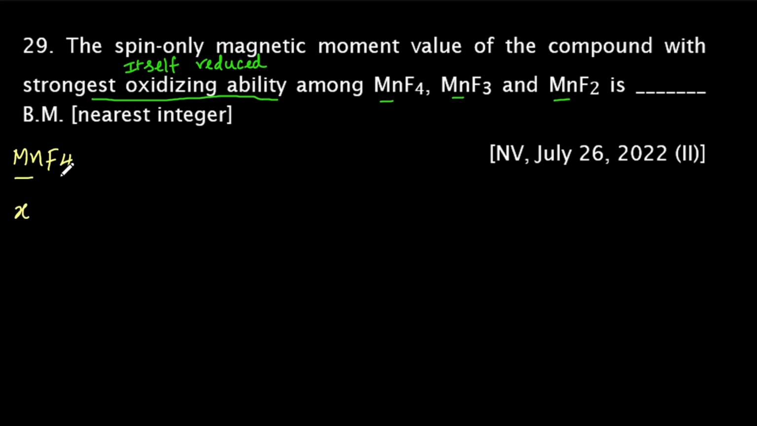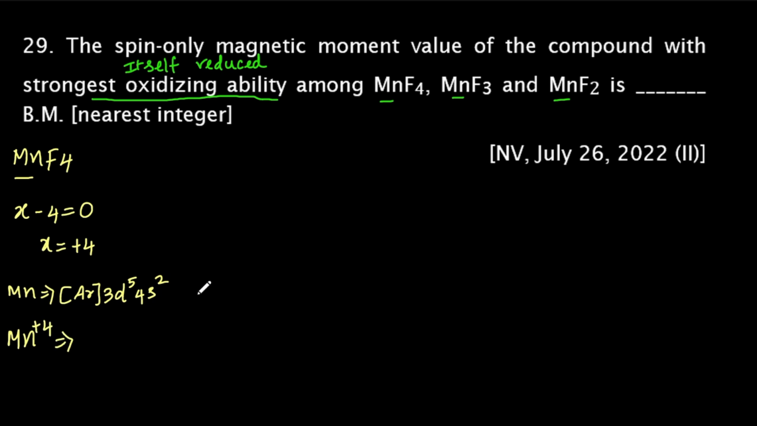For one fluorine atom, the oxidation state is -1. 4 fluorine atoms are there, so X minus 4 equal to 0, as the overall compound is neutral, so X equal to plus 4. The electronic configuration of manganese is core argon configuration 3d5 4s2. Then manganese in plus 4 oxidation state: 4 electrons are removed, 2 electrons from the 4s orbital and 2 electrons from the 3d orbital. So it is having 3d3 configuration.